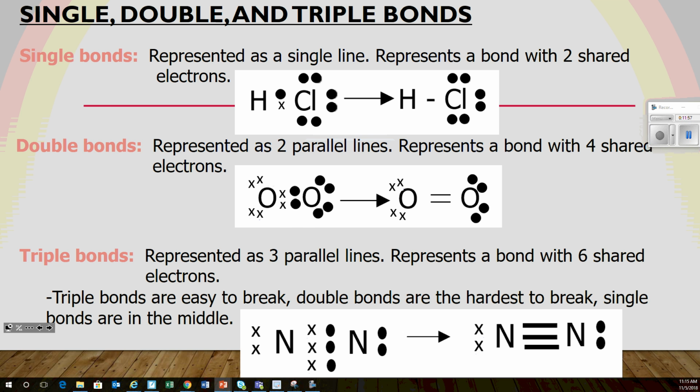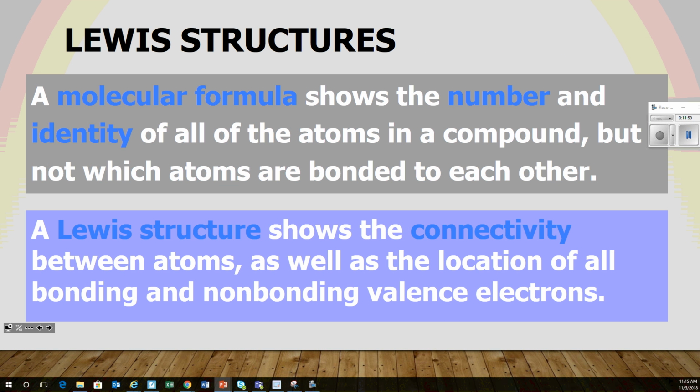All right, so as we're looking at molecules, a molecular formula shows the number and identity of atoms, but it doesn't tell me how they're put together. For instance, you guys know what the formula for sugar is. It is C6H12O6, right? Yeah, glucose. You have 6 carbons, 12 hydrogens, 6 oxygens, but we don't know how they go together. So we use Lewis structures to show us how things go together.